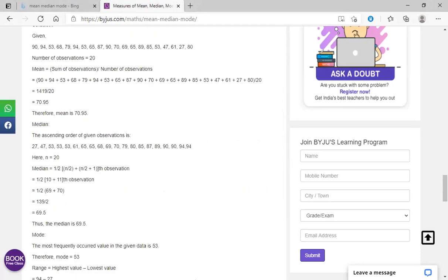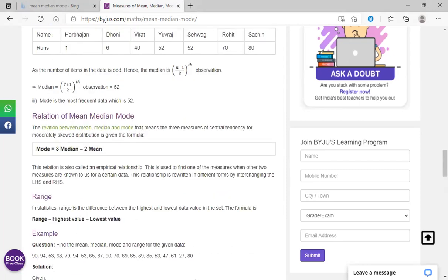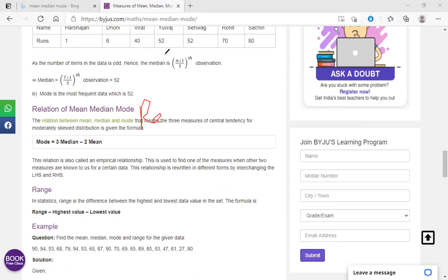And what is the range of the data? The range is the highest number subtracted by the lowest number. Yeah, range is highest value minus lowest value. Now, this was the simple approach to find the mean, median, and mode for the ungrouped data.